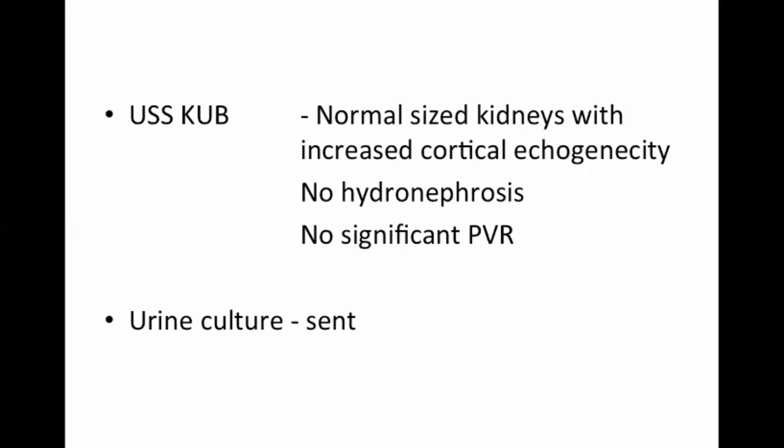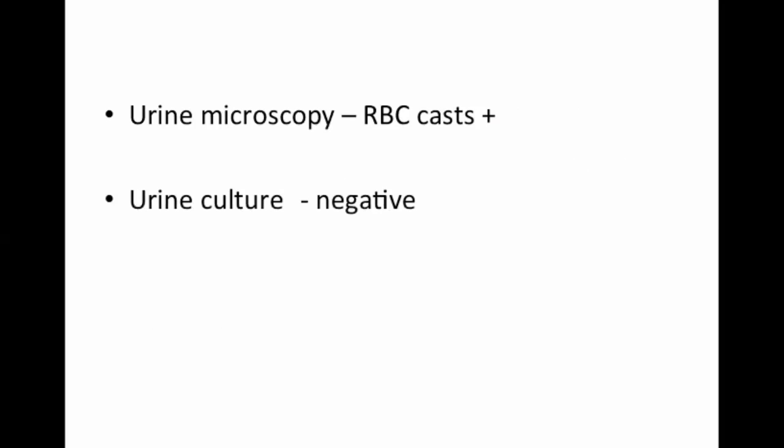The ultrasound scan shows normal size kidneys. Nothing remarkable on the ultrasound. Urine culture is also sent. Then urine microscopy shows red cell casts, which is also in keeping with glomerulonephritis. And what is the diagnosis? Yes, the diagnosis is nephrotic syndrome.